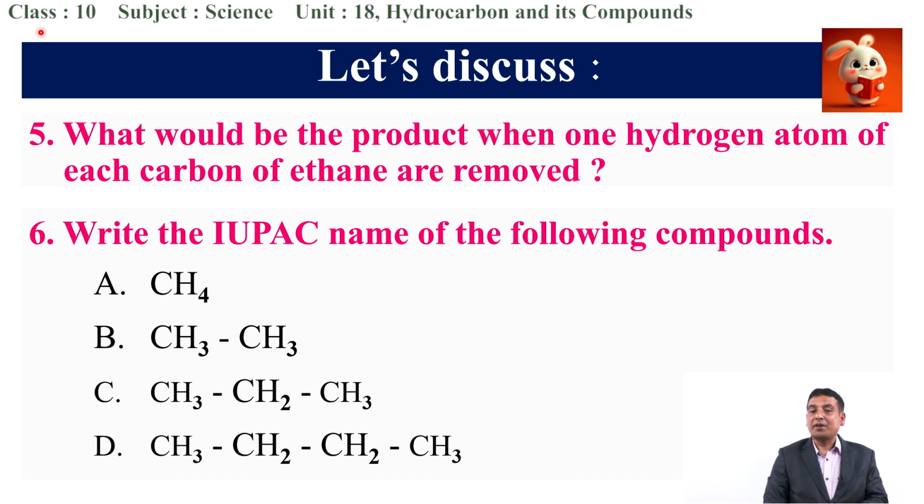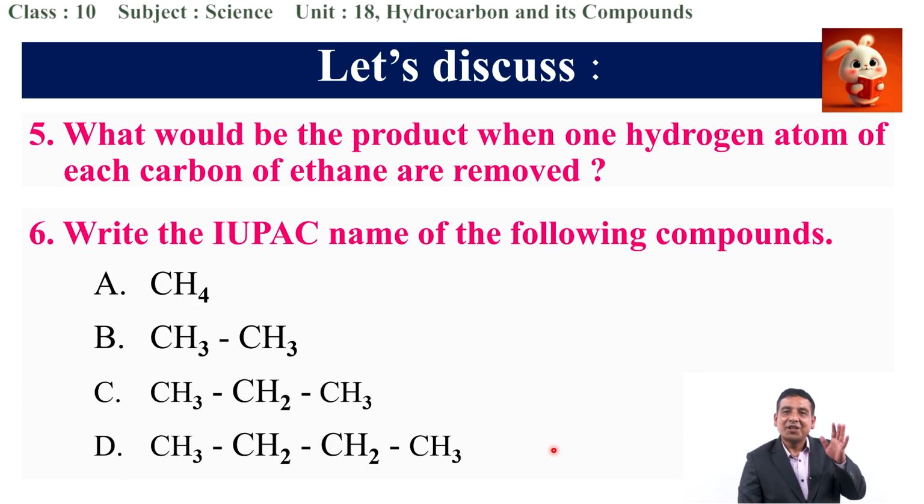Write the IUPAC name of the following compounds. We have already discussed the IUPAC names in tabulated form. So, how many carbons does this have? Only 1 carbon. So, there are only single bonds between carbon and hydrogen, that means methane. Then this is what? Yes, ethane. What could be the name of this compound? Who said propane? Yes, you are correct. Next one is butane, because it consists of 4 carbon atoms bonded with single bonds.